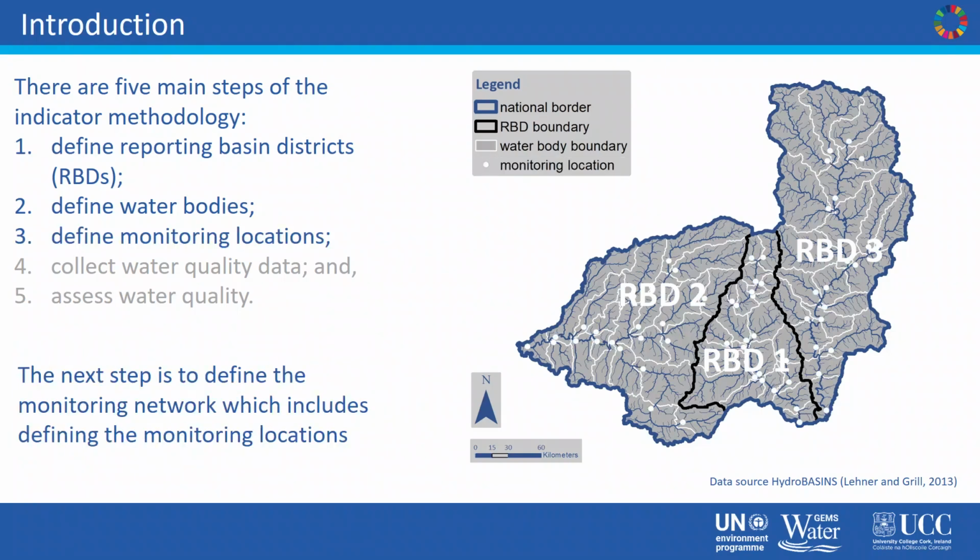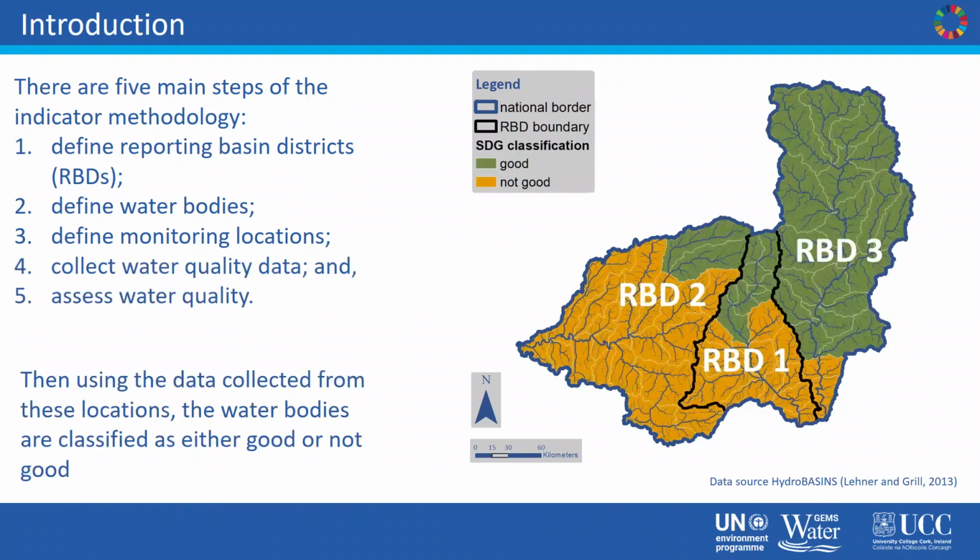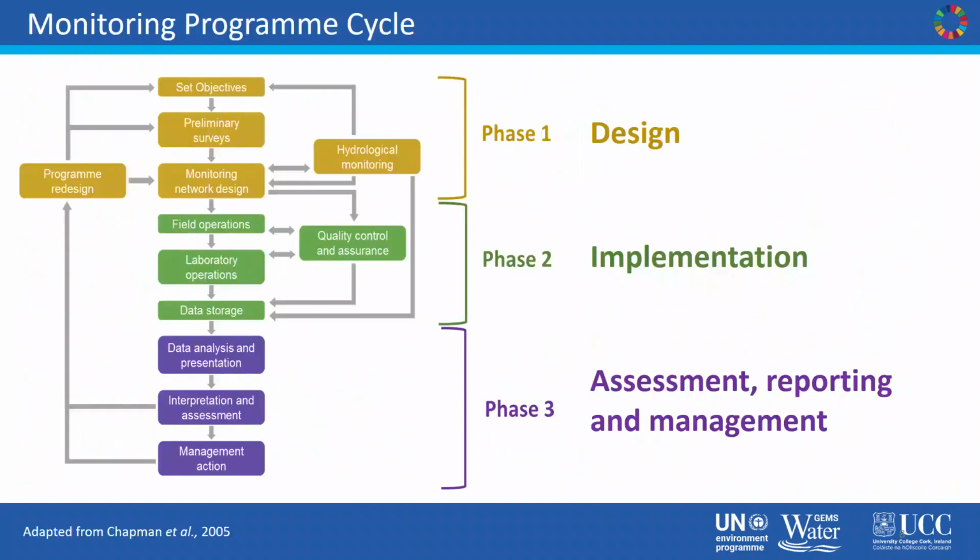The next stage is to define the monitoring network, and this includes defining the monitoring stations. Then, using the data collected from these monitoring stations, the water bodies are classified as either good or not good.